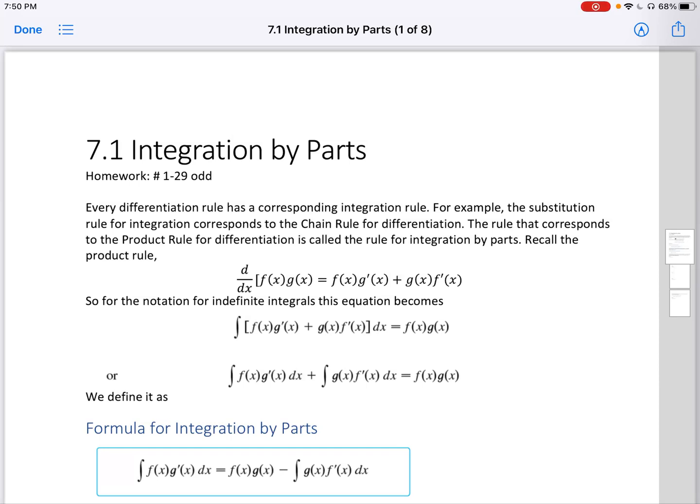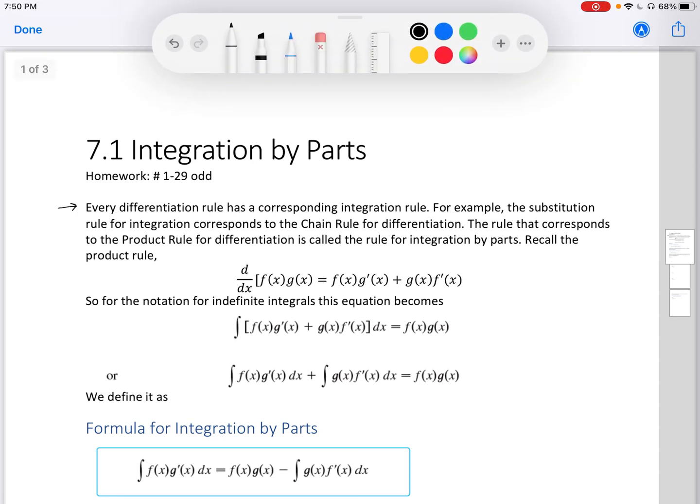Section 7.1 Integration by Parts. To begin, every differentiation rule has a corresponding integration rule. For example, the substitution rule for integration corresponds to the chain rule for differentiation. The rule that corresponds to the product rule for differentiation is called the rule for integration by parts.